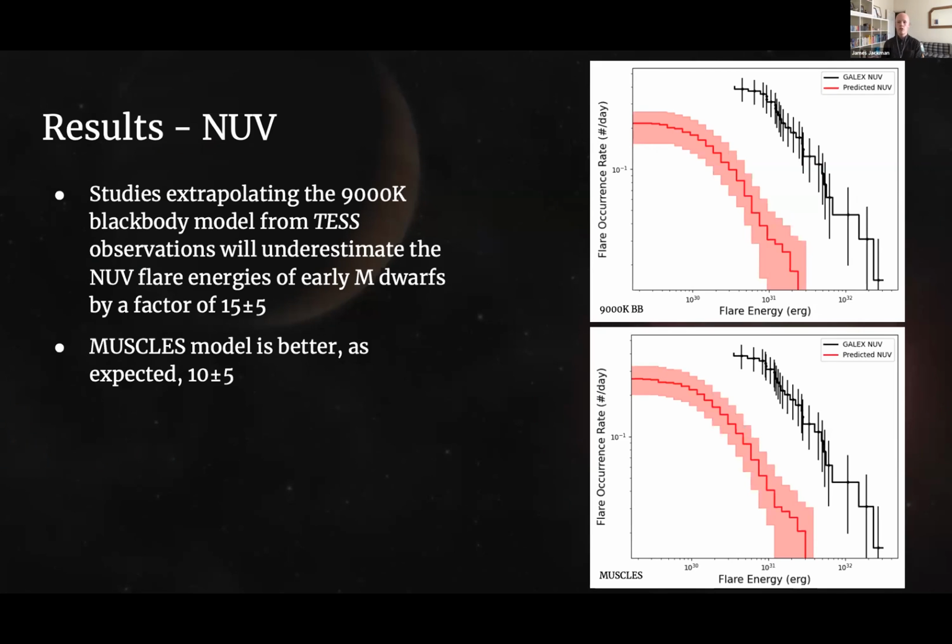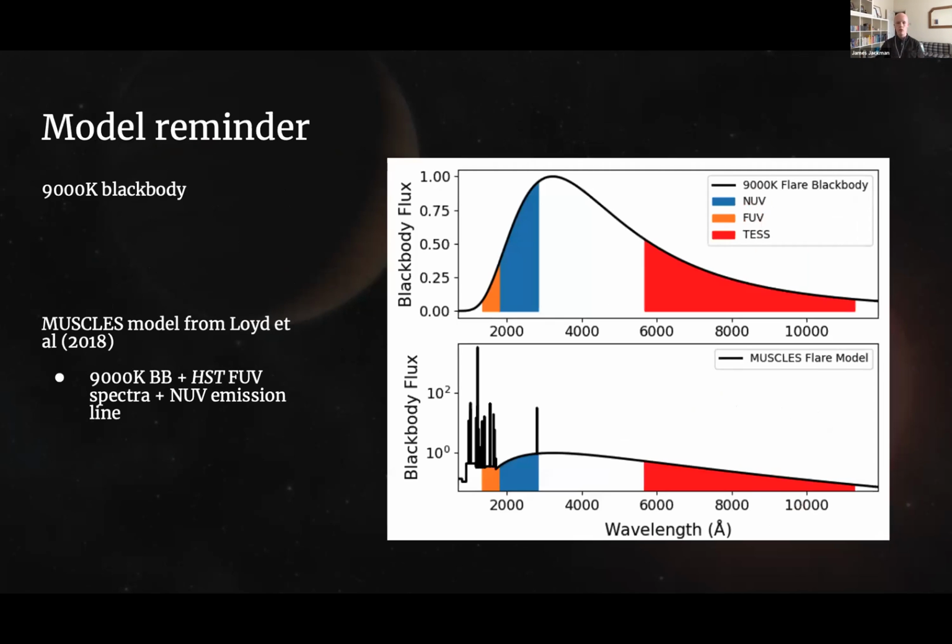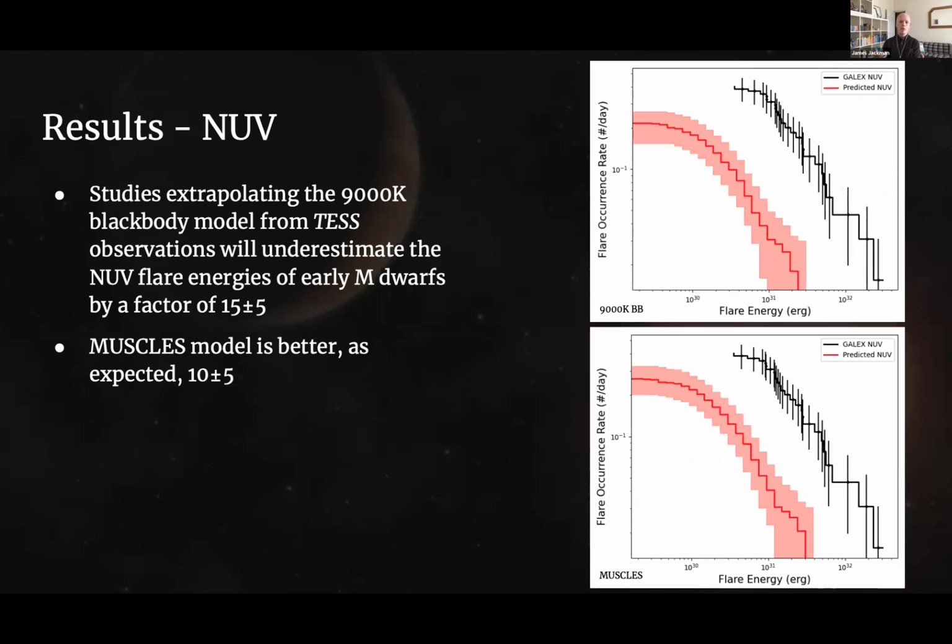And the shaded region is a 1 sigma region in flare rate taken from the results of our injection and recovery. We find that the 9,000 Kelvin model just by itself will underestimate near UV flare rates, or the near UV energies of flares, by a factor of about 15. Now this assumes that every UV flare has a white light counterpart. The MUSCLES model is slightly better because it has these UV emission lines, but it still underestimates the near UV flux in the GALEX bandpass by about an order of magnitude.